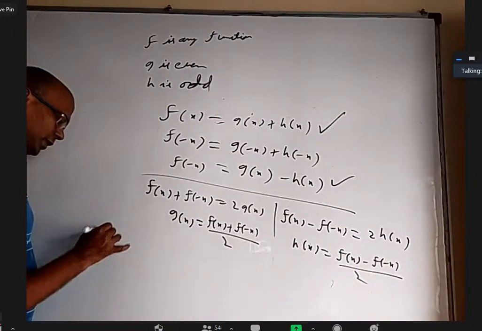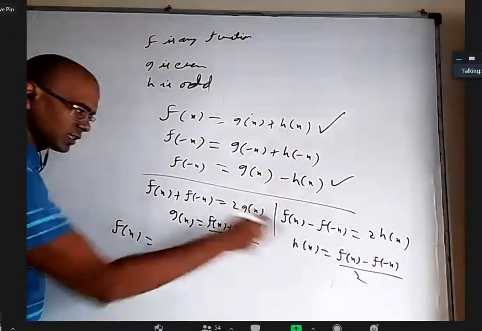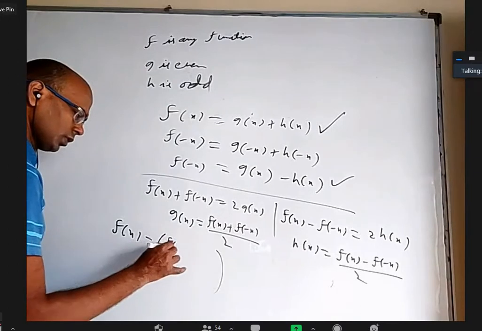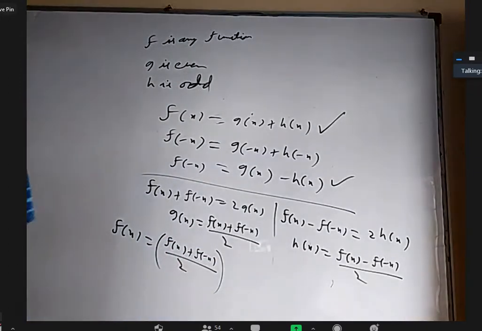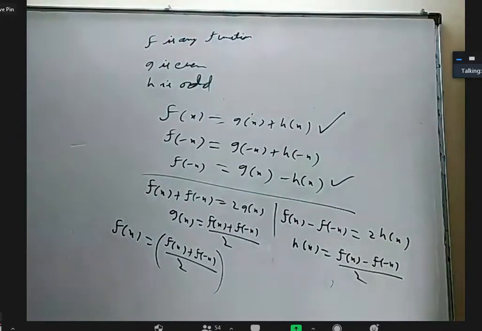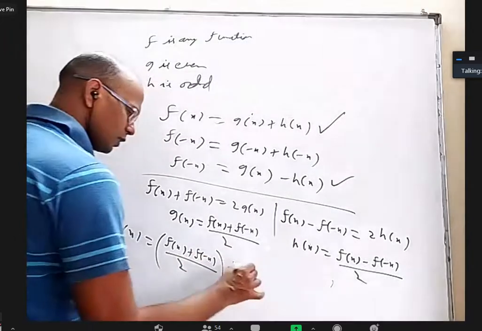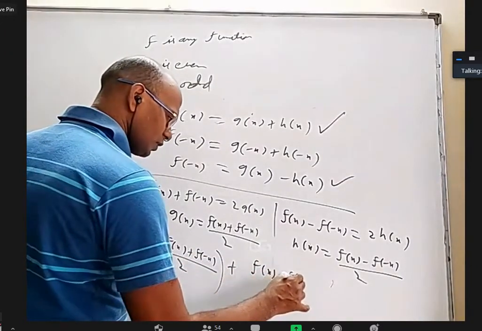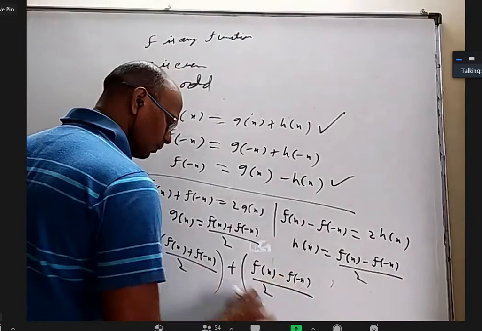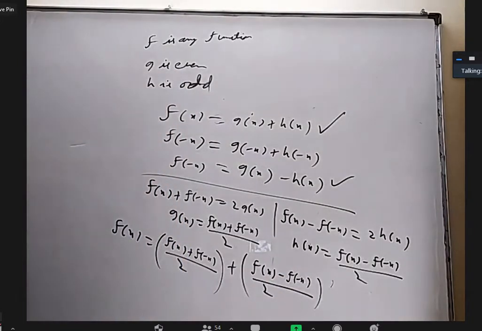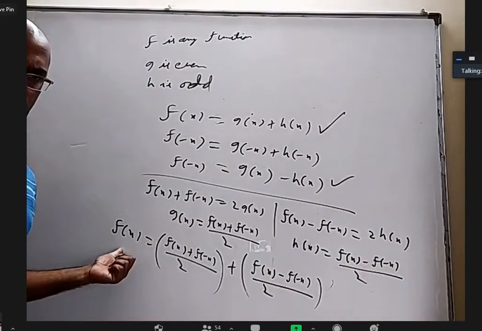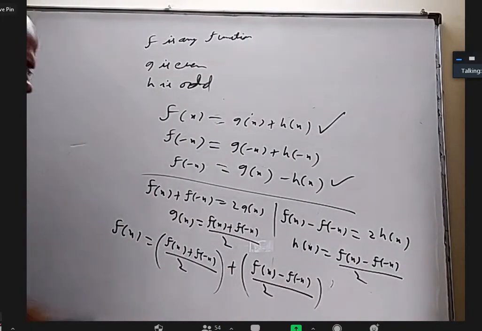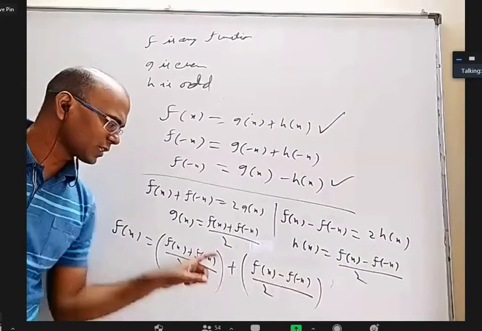So I want to replace. So f of x can be written as this plus this. f of x plus f of minus x by 2, plus f of x minus f of minus x by 2. Okay. If we simplify this, definitely f of x will come back, right? Yes, sir. Because this f of minus x will get cancelled, we will get f of x back.